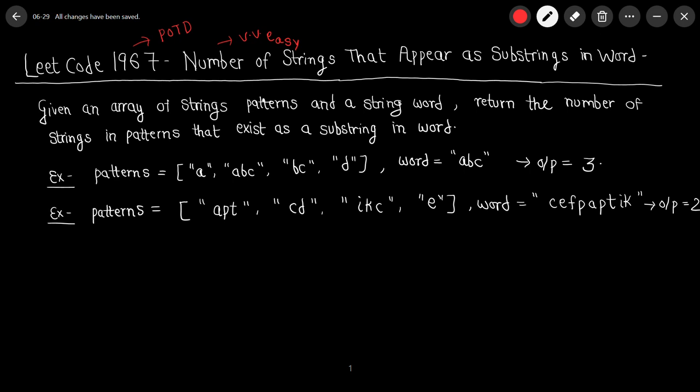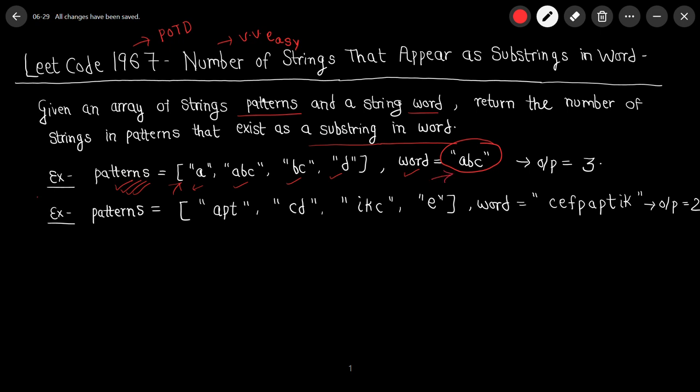So coming to the question, we are given an array of strings, patterns, and a string word. So there are two things given to us, an array of strings and the string word. We need to return the number of strings in patterns that exist as a substring in word. So what we need to do? The word is our main string, and these patterns are a collection of strings, and we need to check how many of them from this array are substrings of this word.